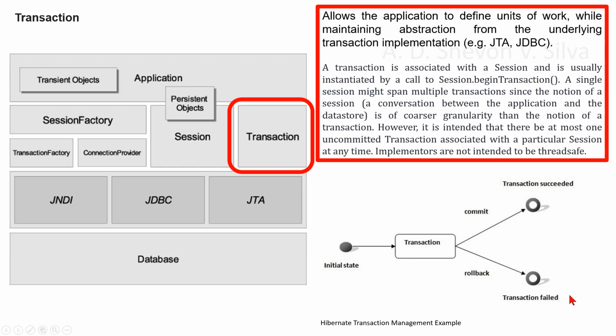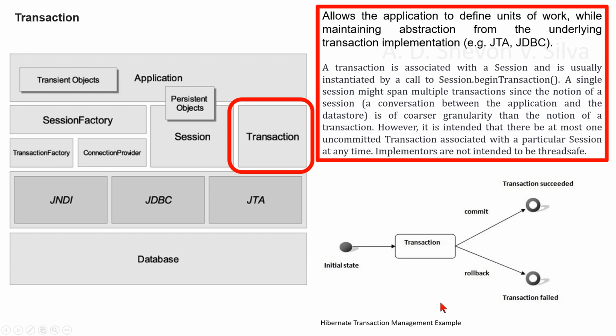Here you can see a Hibernate transaction management example. A transaction simply represents a unit of work. In such a case, if one step fails, the whole transaction fails, which is termed atomicity. A transaction can be described by the ACID properties: atomicity, consistency, isolation, and durability. In the Hibernate framework, we have the Transaction interface that defines the unit of work. It maintains abstraction from the transaction implementation, JTA or JDBC.